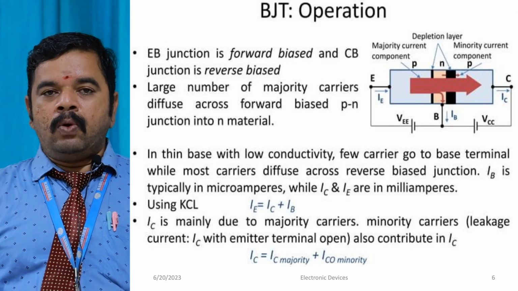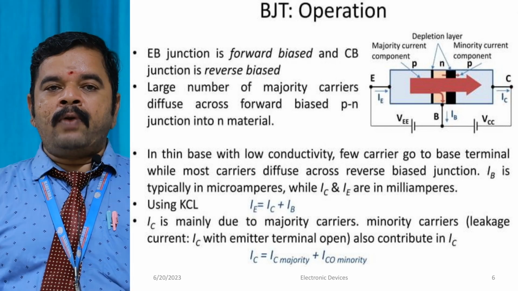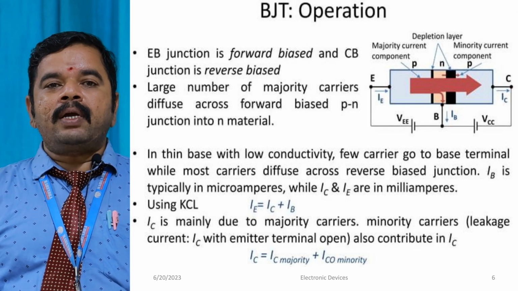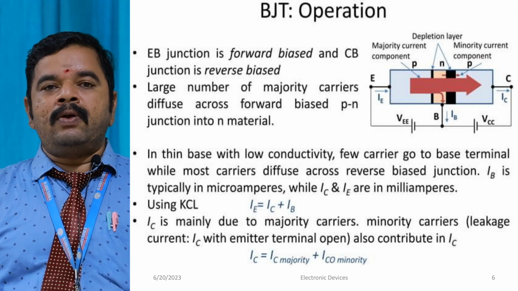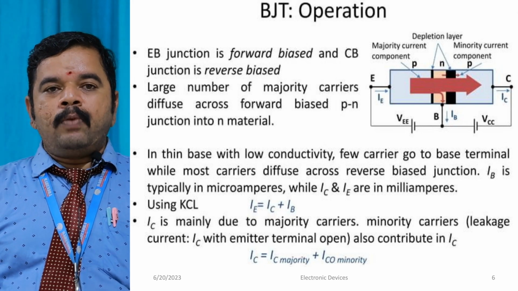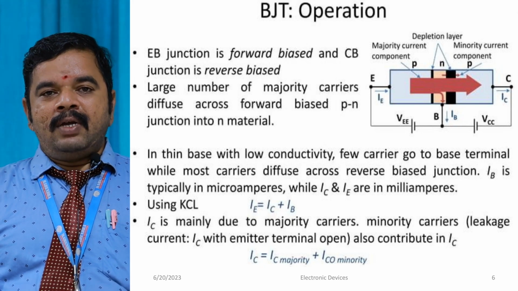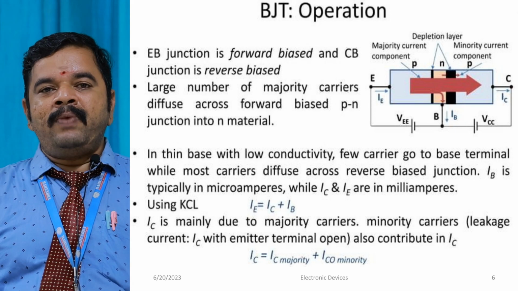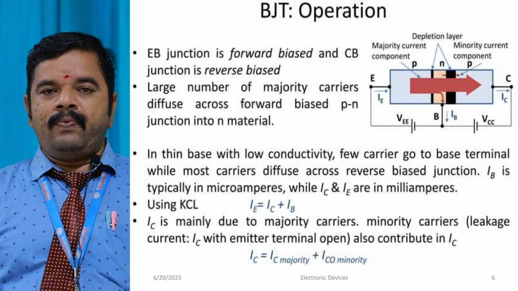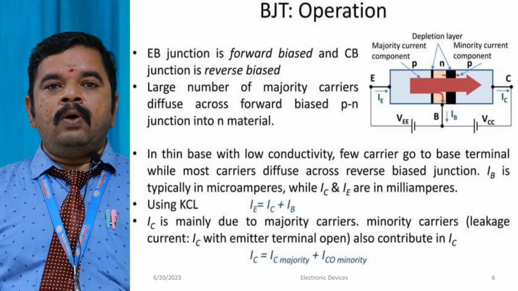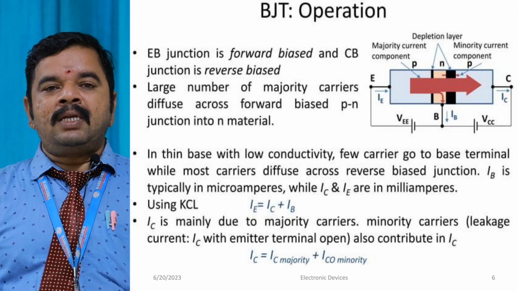Why do we give forward bias? To transfer the majority carriers from the emitter to the collector. So at the input side we give forward bias. At the output side, between the collector and base junction, what do we give? Reverse bias. Generally we know the difference between forward bias and reverse bias.